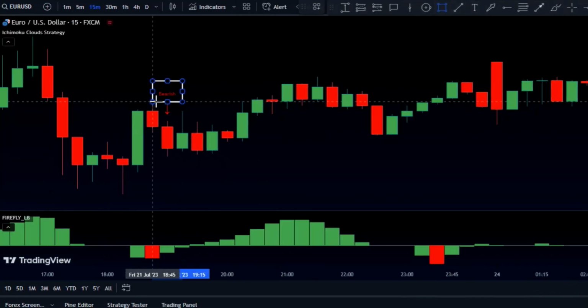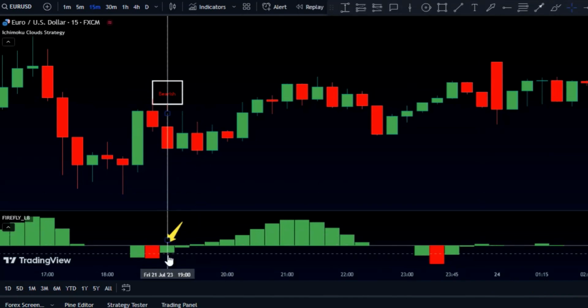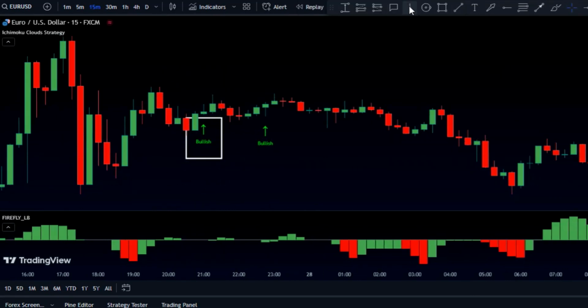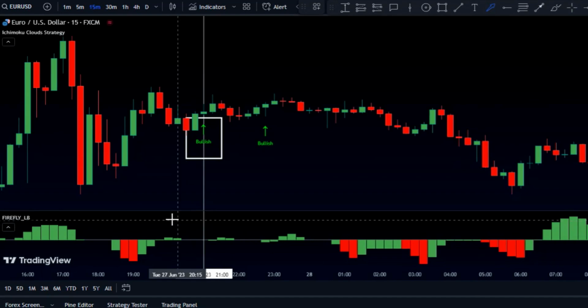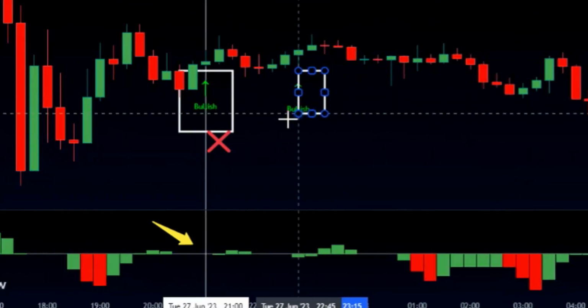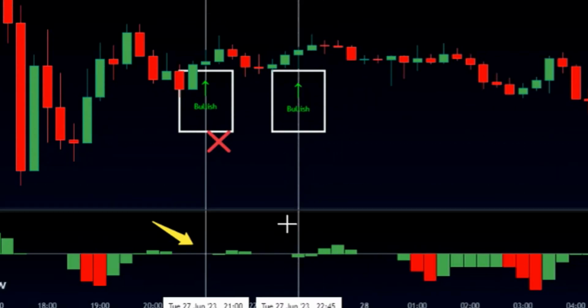In this example, a bearish signal was given, but since the Firefly histogram was green, the signal was rejected. Likewise, in the next example, the bullish signal was rejected due to the absence of a histogram. And the next bullish signal was also rejected because the green bar was below the 0 line.